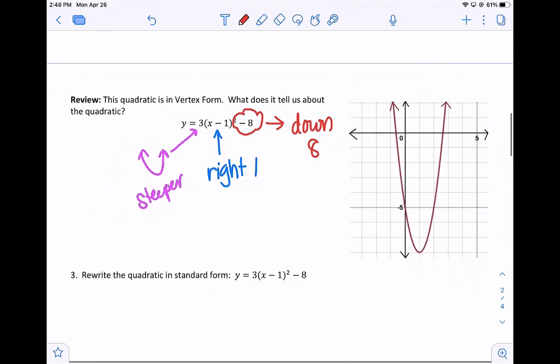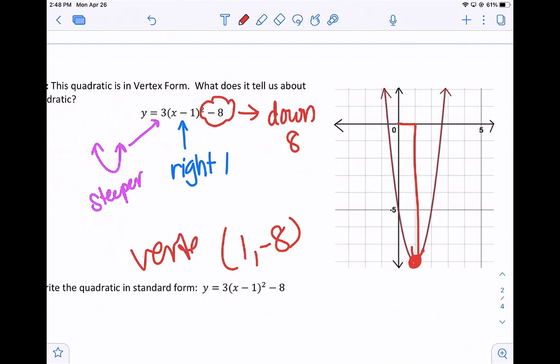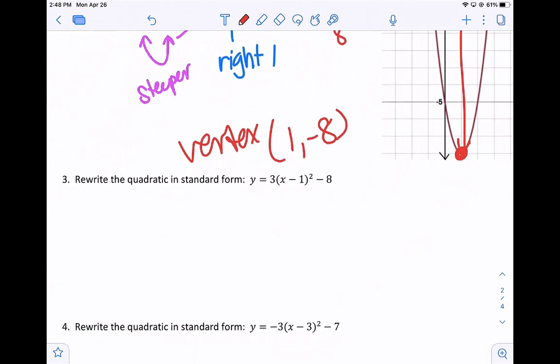So if we look at the quadratic here, we can see how it's steeper. It's a smiley face graph. The minus 1 is to the right one, and then down 8, and then you get that vertex of the graph. So here our vertex would be 1, negative 8. The vertex will be the opposite of what you see in the parentheses, and then the number on the outside is the same. And the vertex is where it changes direction.